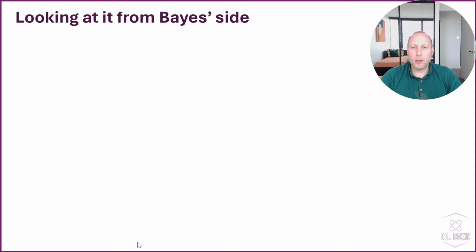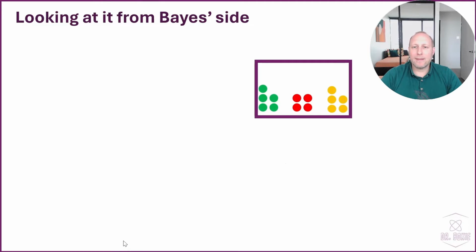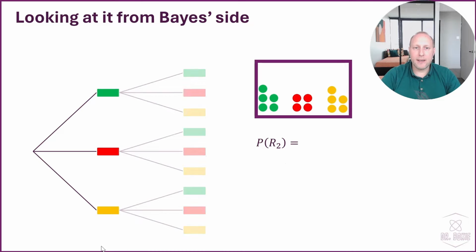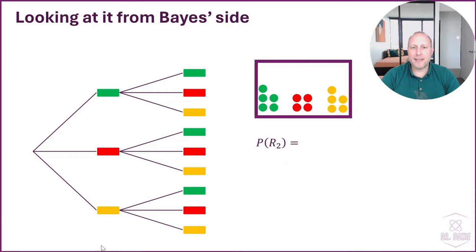In a slightly more general setting, let us look at an urn again, but this time we have 14 balls in it, 5 green ones, 5 yellow ones, and 4 red ones. And I want to know what the probability is of picking a red ball on the second pick. How can we do that? Well, we can visualize that in the following way. On the first pick, we can either choose a green, a red, or a yellow ball. And for each of those possible outcomes of the first pick, we have 3 possible outcomes for the second pick.